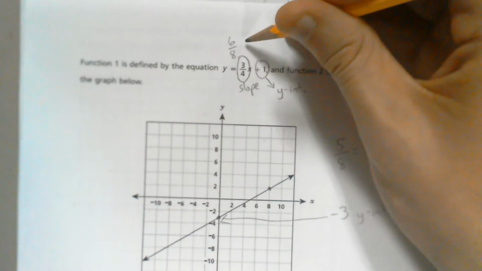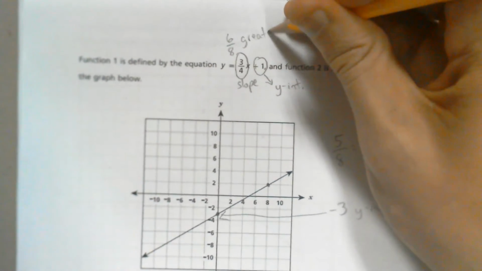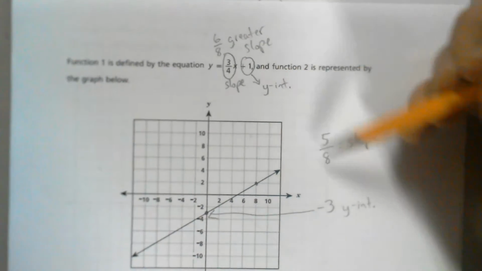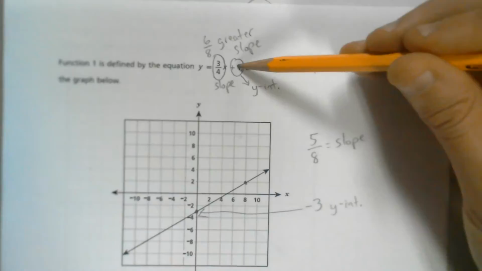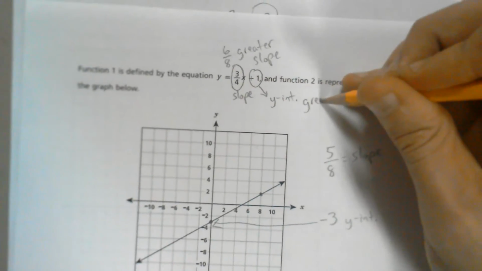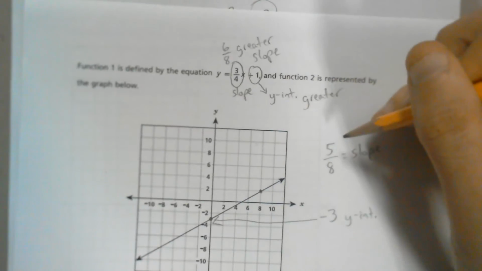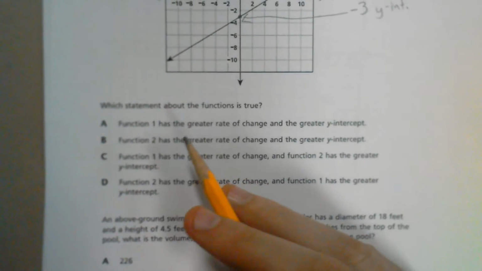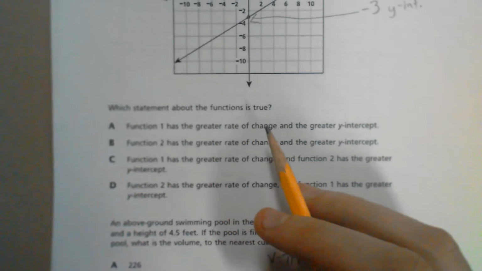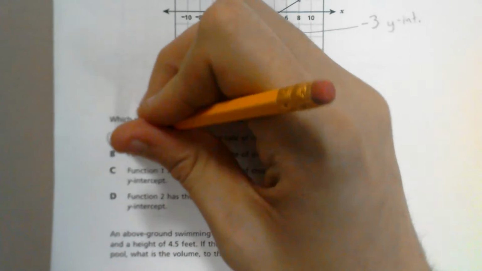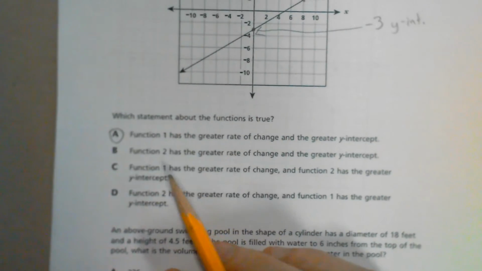To compare these, clearly 3/4, also known as 6/8, is going to have the greater slope. Comparing my y-intercepts, a +1 and a -3, function 1 is also going to have the greater y-intercept. So now look at my answer choices. Function 1 has a greater rate of change and greater y-intercept. That one already works, so that should be my answer.